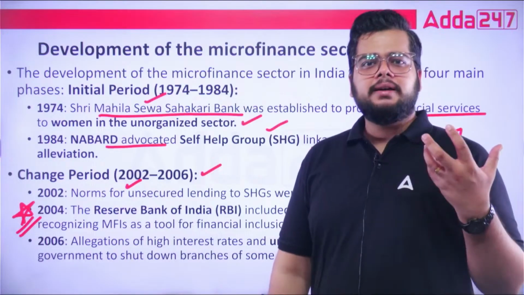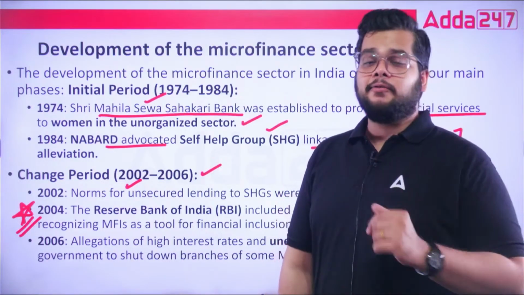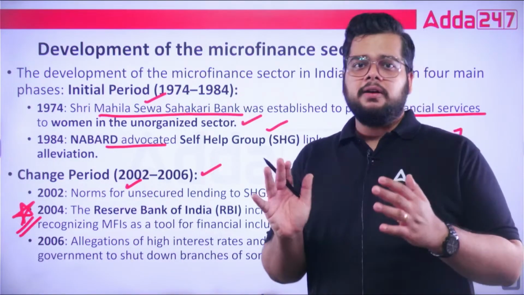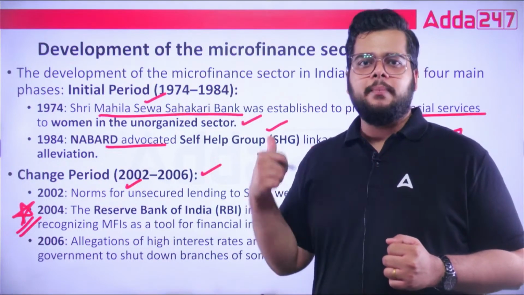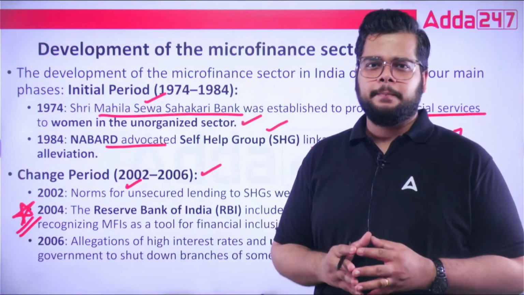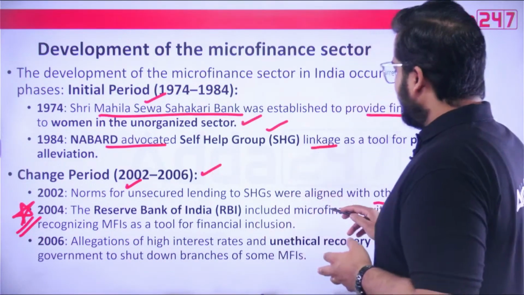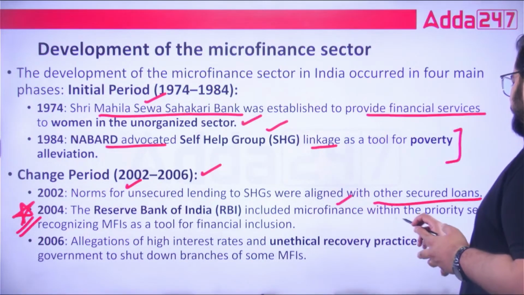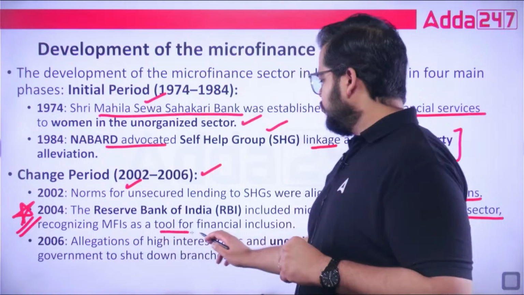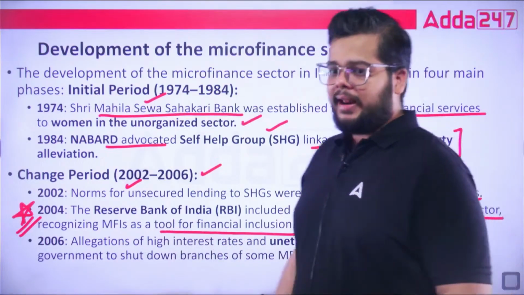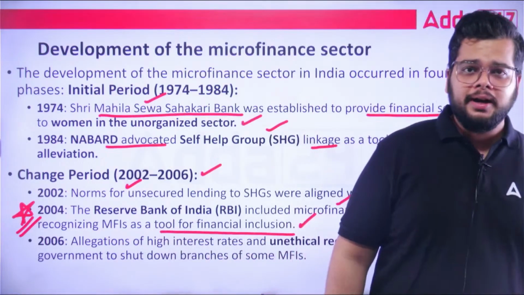And with the categorization as a priority sector, what happened? The priority of the commercial banks shifted towards the MF, that is microfinance. So when I talk about RBI included microfinance within the priority sector in 2004, recognizing MFIs as a tool for financial inclusion. Financial inclusion, again a very important topic.